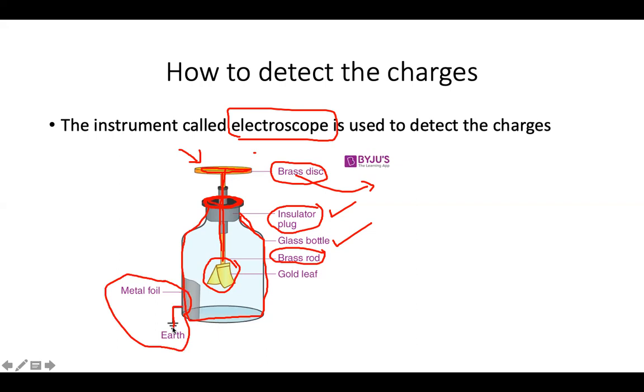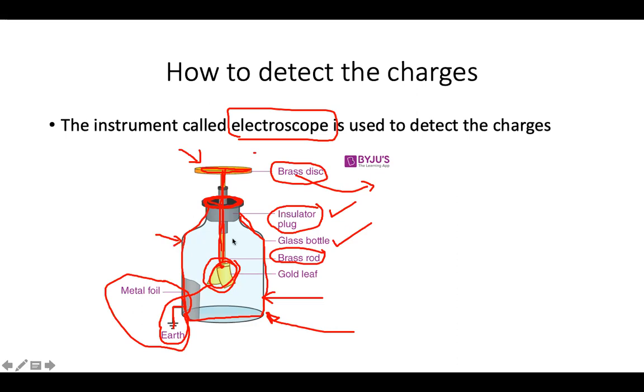Now the question may be, why do we need to have the casing, which is an insulator? This insulating casing is there to provide a discontinued flow of charges. In case there are charges that are possessed by the gold leaf and the brass rod, these charges should not escape through the earth wire, because we have an insulating casing here, which is glass.